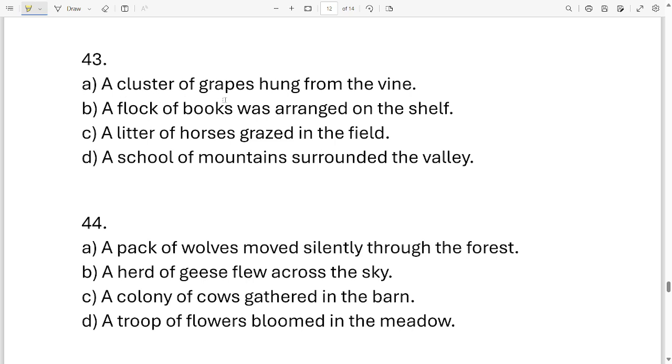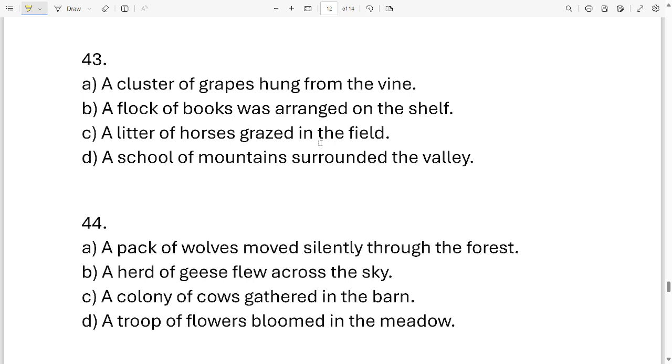A cluster of grapes hung from the vine. A flock of books was arranged on the shelf. A litter of horses gazed in the field. A school of mountains surrounded the valleys. Check out of these 4 sentences which one is correct, which one has used the collective noun correctly. Is it option A, B, C, D?